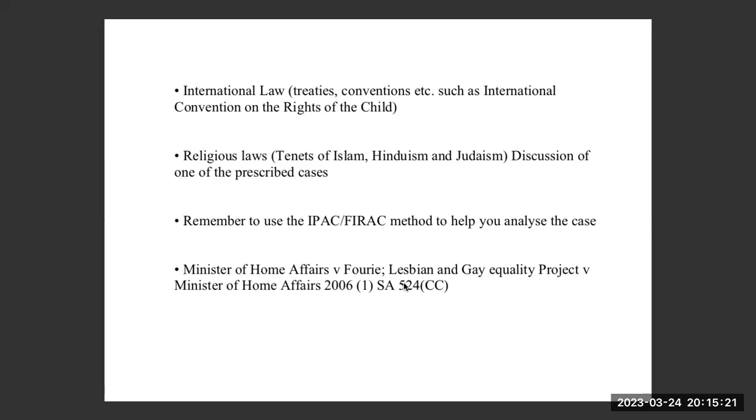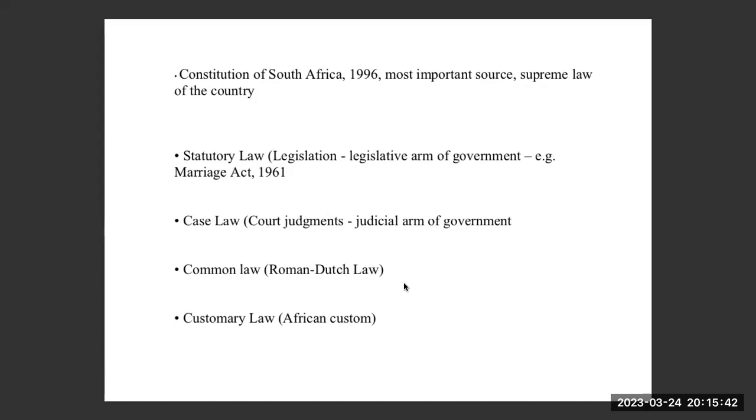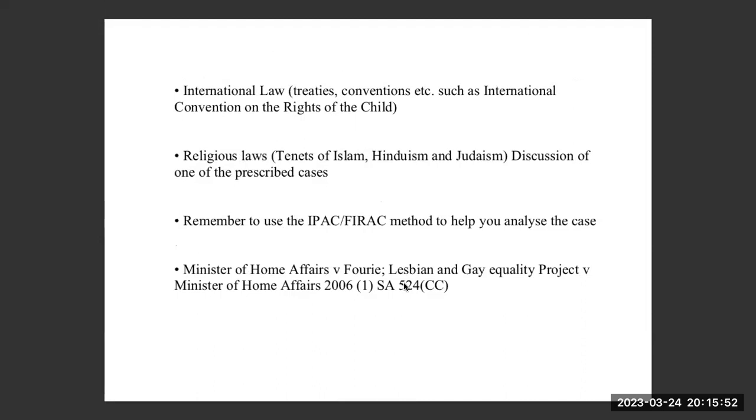And then we have religious laws. So these sources are the ones that are going to help you when you have problems. So let's say in future you are faced with a problem on a marriage that was conducted under a certain religion, for example, Christianity, then you will obviously know where to look. If it was conducted under Hinduism, then you will know where to look. So those are the sources of family law in South Africa.